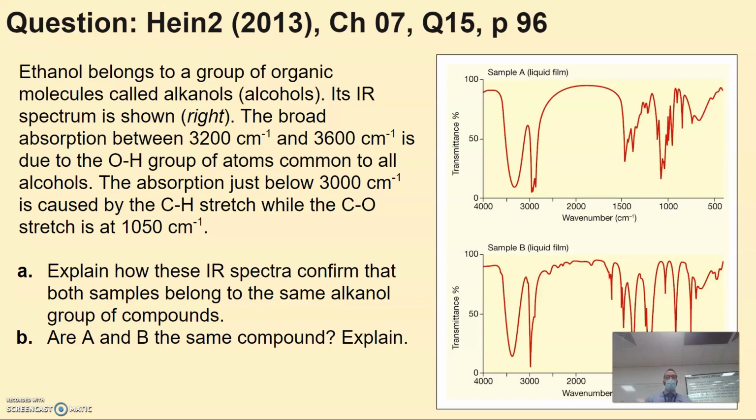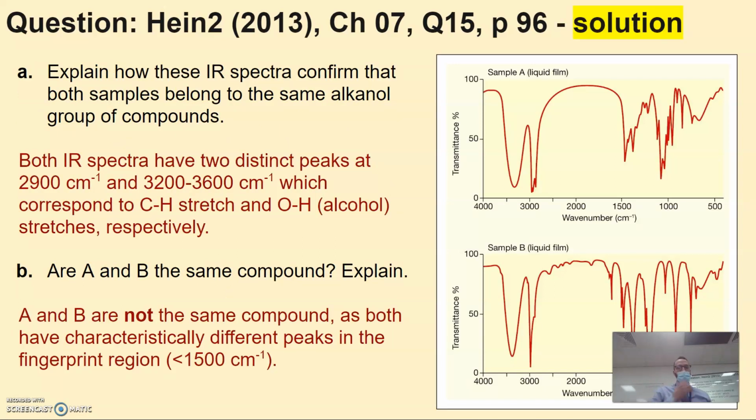They've got the same functional groups, two distinct peaks. One 3200 to 3600, and one around 3000. Yeah? Same functional group. Are A and B the same compound? No. Why? It's got a different fingerprint region. Fantastic. Yeah? Not the same. Both have characteristic different peaks in the fingerprint region. Exactly what you said. Excellent.